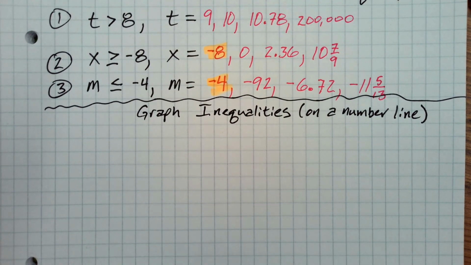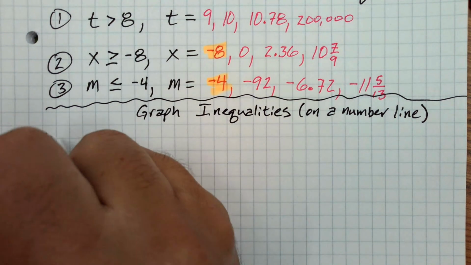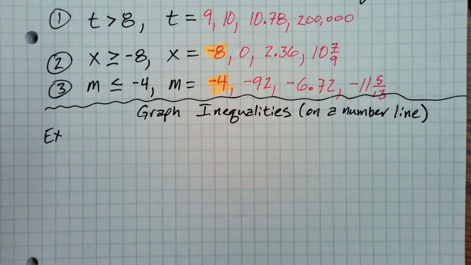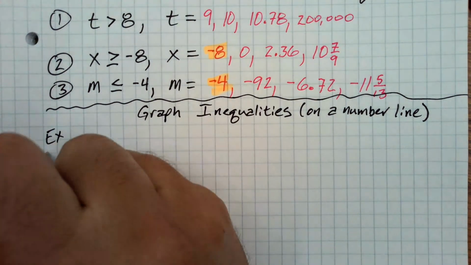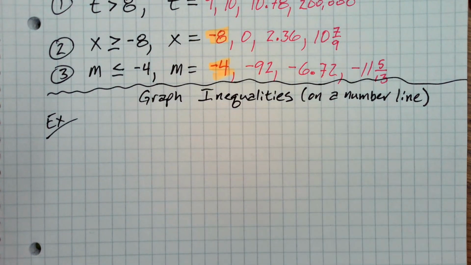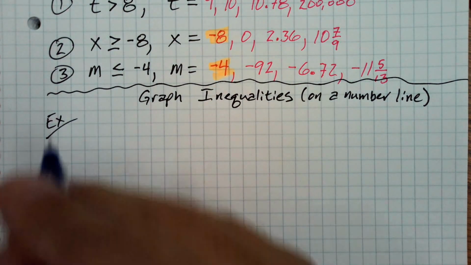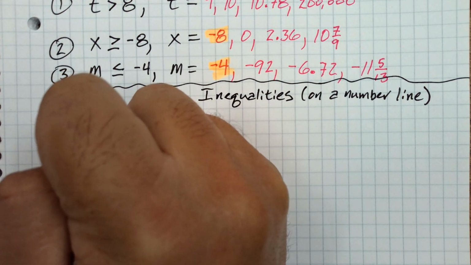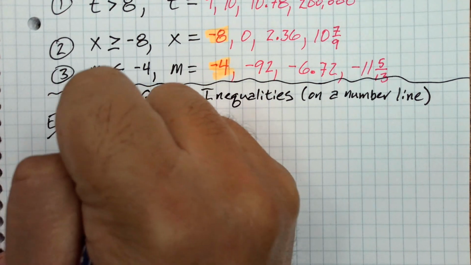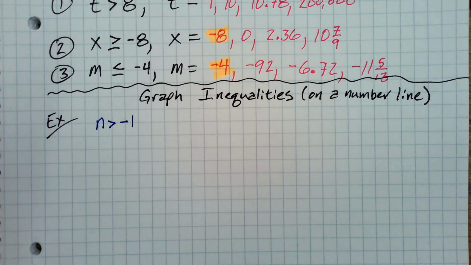Okay, so we're going to do 4 examples just to get the idea. Let's say you have an inequality that you want to graph, or you want to show all the possible solutions. So let's say I have this inequality: n is greater than -1. Go ahead and write that down. n is greater than -1. I want to show all the possible answers that would work there.